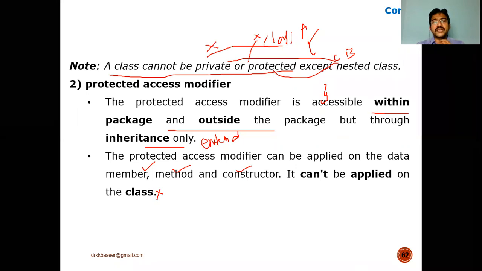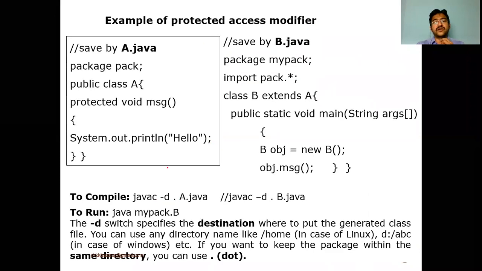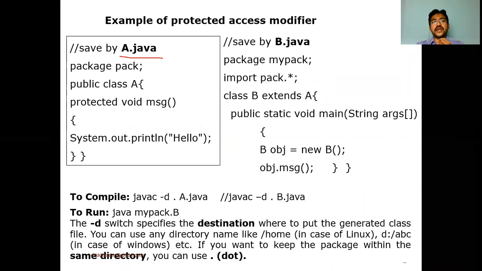So protected access modifiers can be applied within a package and outside the package. But to implement this concept, we definitely have to implement the inheritance concept. The inheritance concept can be implemented with the help of the extends keyword. Let me show one example of how we run the protected access modifier. Now I'm creating two programs, a.java and b.java.